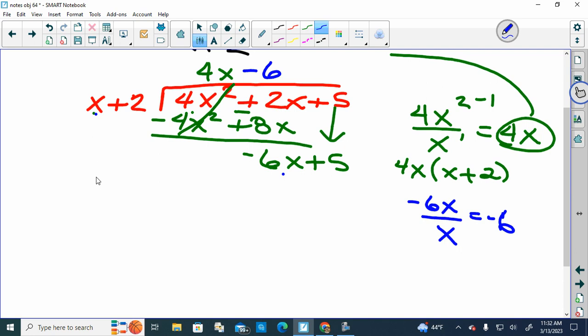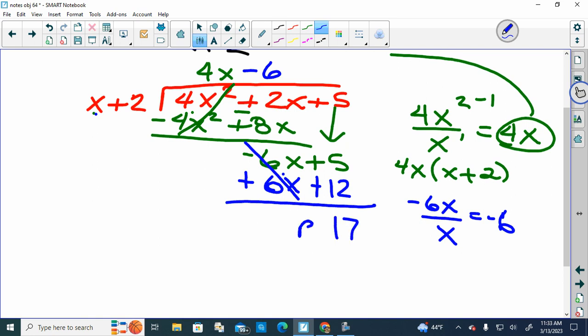Just like we did with the last one, I'm going to take this negative 6 and distribute it to both of those. So negative 6 times x is negative 6x. If you're doing it right, you should always match up that first one. A negative 6 times 2 is a negative 12. But remember, old school, we have to switch those signs, so opposite. Those go away, and when I add those, I get 17. That is your remainder.